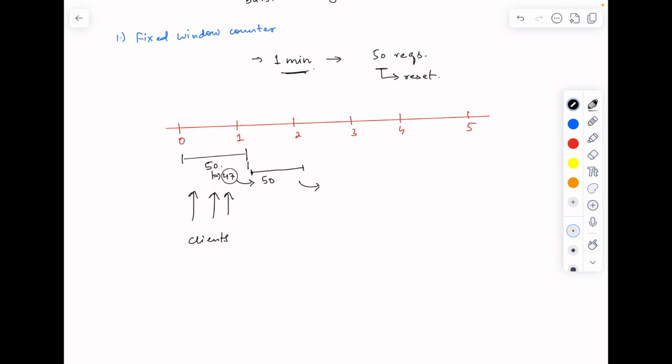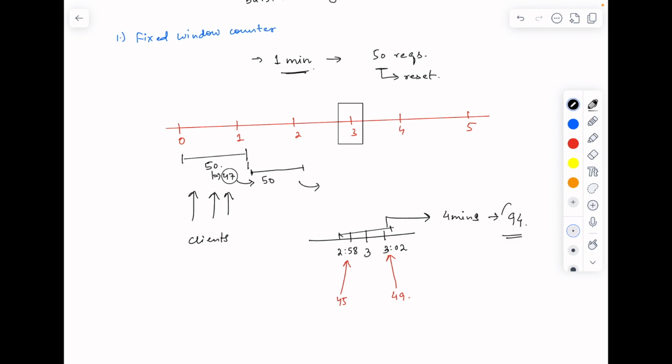Now let us look at the challenge of this algorithm. Let us consider this window change timing. So this is the third minute. Let's say at 2 minutes 58 seconds we get 45 requests, and at 3 minutes 2 seconds we get 49 requests. Now if you sum it up, during the span of these 4 seconds our system is bombarded with 94 requests, and that is not what we want.